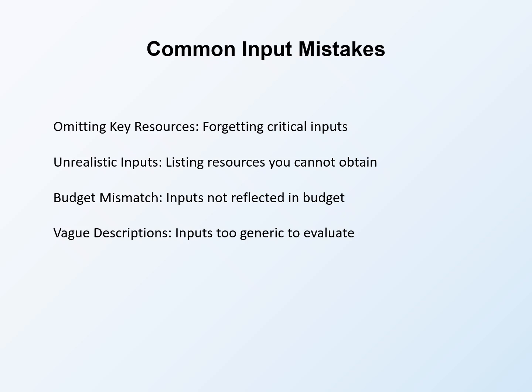Budget mismatch appears when inputs listed in your logic model are not reflected anywhere in your budget document. If the logic model lists curriculum development as an input but no budget line funds that development work, reviewers will question program feasibility immediately. Every single input needs an identifiable funding source. Vague descriptions make inputs too generic for reviewers to evaluate meaningfully. Phrases like adequate staff or appropriate materials do not communicate what you actually have available. Be specific enough that reviewers can assess whether your inputs are truly sufficient for your planned activities.